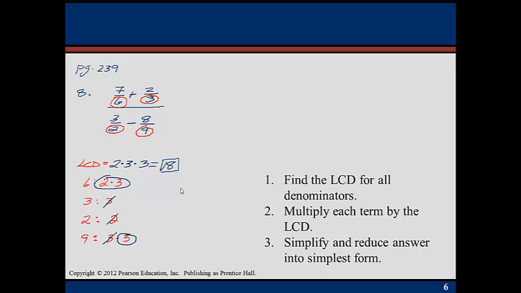Now once you have your LCD, you're going to multiply every term by your LCD. So how many terms are there? Well, since we had 4 denominators, we also have 4 terms. And they are 7 over 6. We're going to multiply it by 18. 2 over 3 times 18. 3 over 2 times 18. And then 8 over 9 times 18.